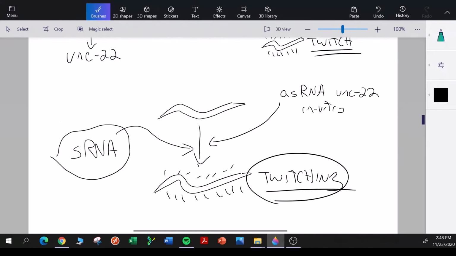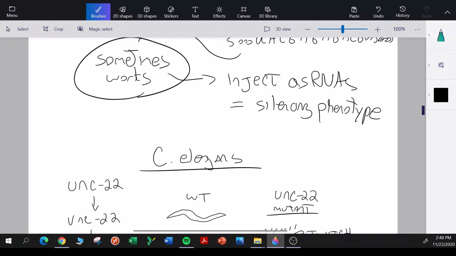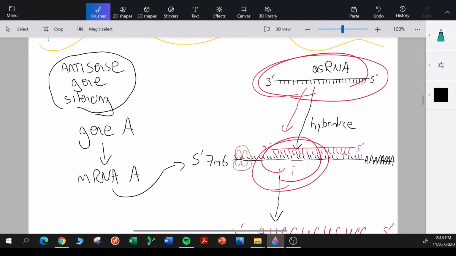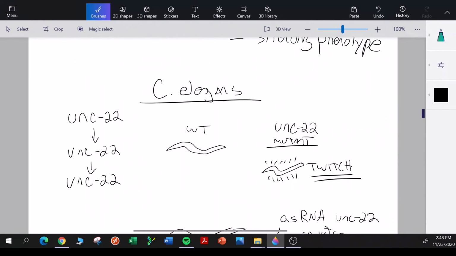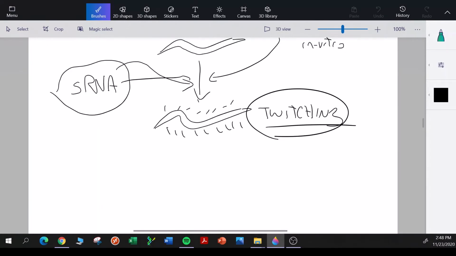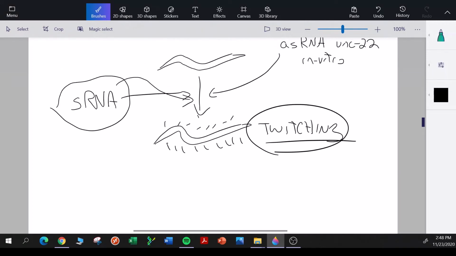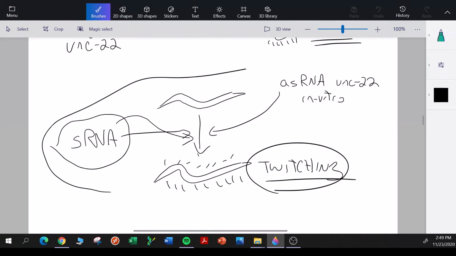So the model that was used to explain how antisense RNA based gene silencing was working involved hybridization of the antisense RNA to the messenger RNA and blocking translation. Well, that doesn't make sense, right? If sense RNAs are also working to cause silencing, that doesn't make sense because the sense RNA matches the messenger RNA. It doesn't complement it, so it can't hybridize to the messenger RNA. So we had a big problem at this point right here.